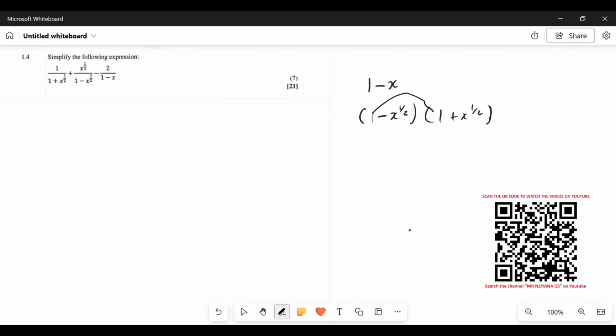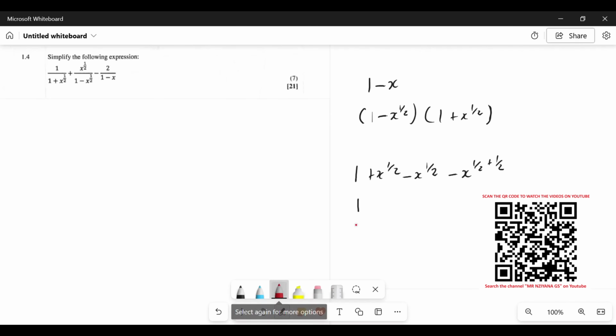1 multiplied by 1, that is going to give us 1, right? 1 multiplied by x to the power of half, this is going to give us plus x to the power of half, right? Negative x to the power of half multiplied by 1, this is going to give us negative x to the power of half. Then x to the power of half multiplied by x to the power of half is going to give us negative x to the power of half plus half. Remember, the bases are the same, so the exponents will add. So here you're going to have 1, right? And then you have like terms here.